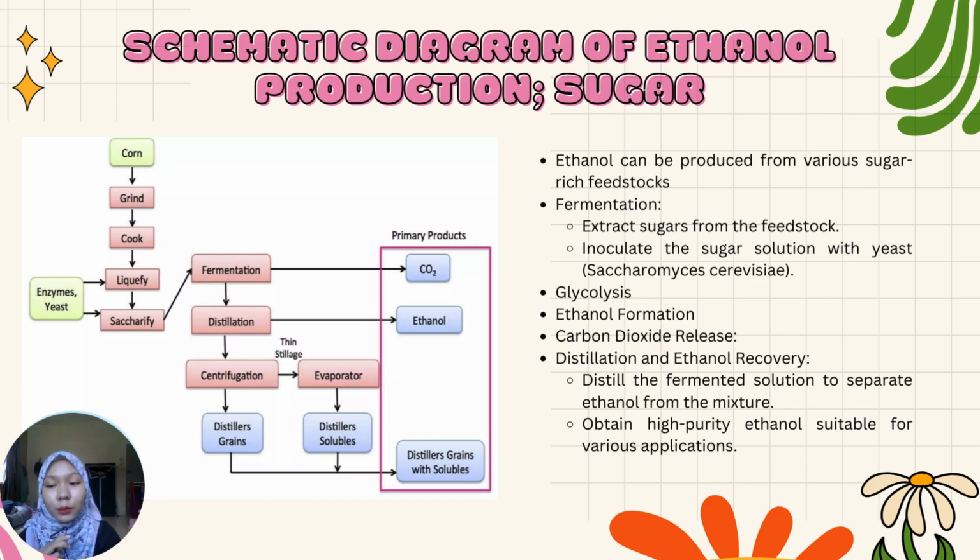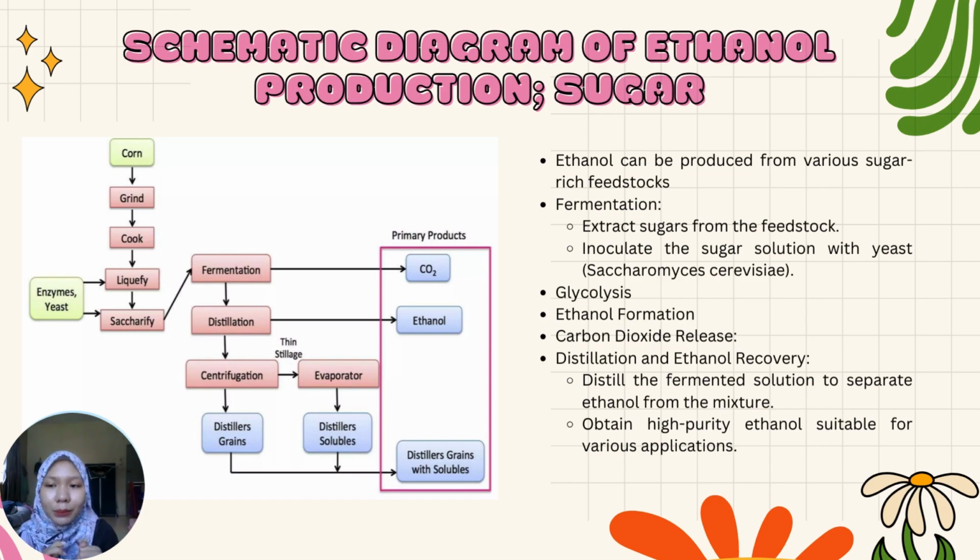The first step in ethanol production from sugar is to extract fermentable sugar from the feedstock. For sugarcane, the cane is crushed to extract juice rich in sucrose. For corn, wheat, or other grains, the starches are hydrolyzed into fermentable sugars using enzymes. Molasses, a byproduct of sugar refining, contains sucrose and other sugars and can also be used as a feedstock.